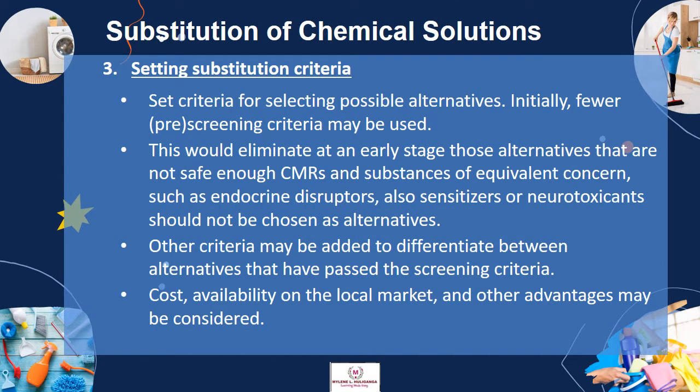Number 3, setting substitution criteria. Set criteria for selecting possible alternatives. Initially, a few pre-screening criteria may be used. This would eliminate at an early stage those alternatives that are not safe enough. CMRs and substances of equivalent concern, such as endocrine disruptors, sensitizers, or neurotoxicants, should not be chosen as alternatives. Other criteria may be added to differentiate between alternatives that have passed the screening criteria. Cost, availability on the local market, and other advantages may be considered.